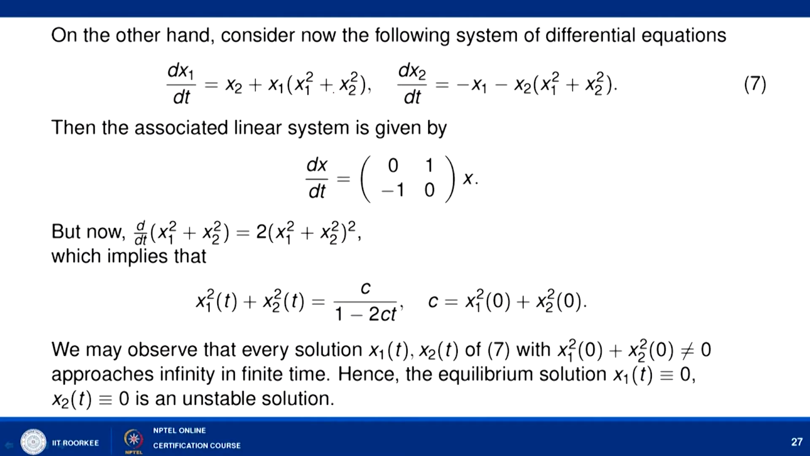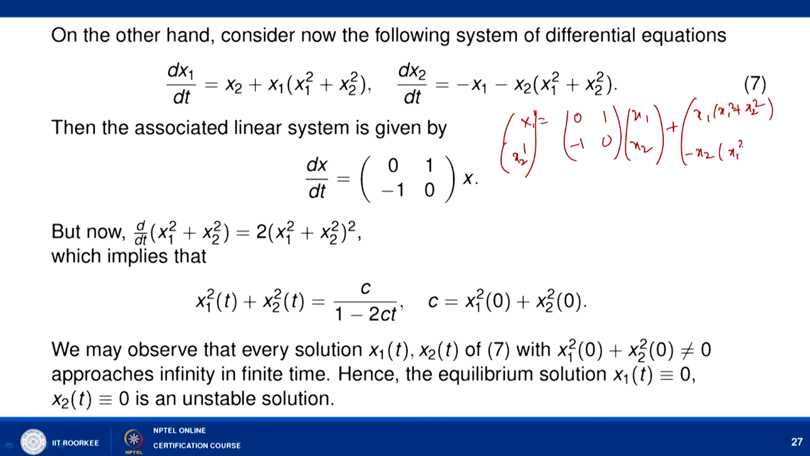Now, look at the next thing, the next system of differential equations: dx1 by dt equal to x2 plus x1 square plus x2 square, and dx2 by dt equal to minus x1 minus x2 times x1 square plus x2 square, right. So, here also we can write down the corresponding system of linear equations. So, we can simply write x dash equal to 0 1, minus 1 0, x1 x2, plus x1 square plus x2 square, and here it is minus x2 times x1 square plus x2 square.